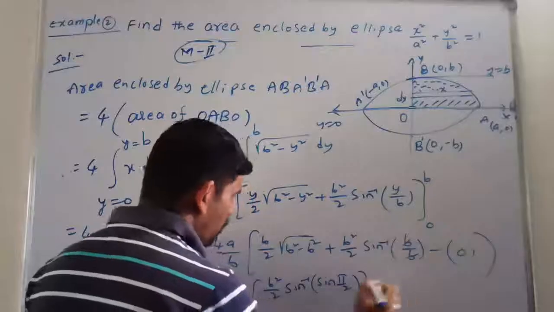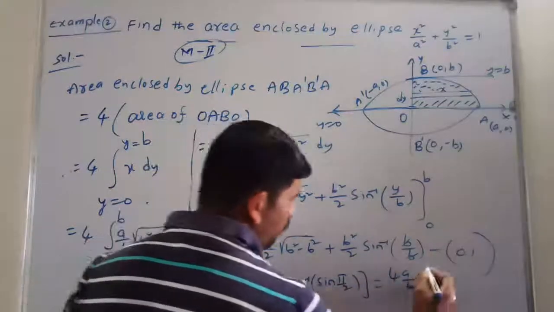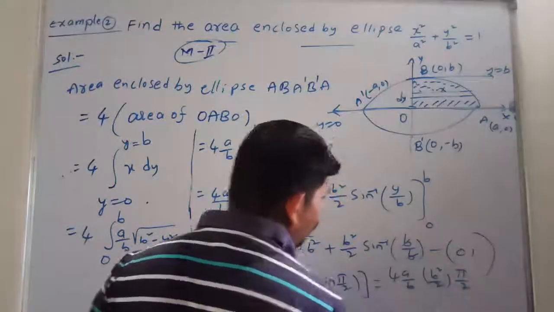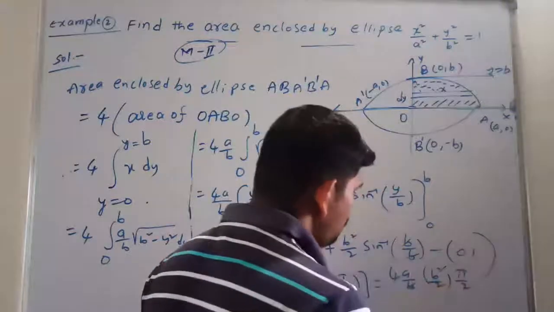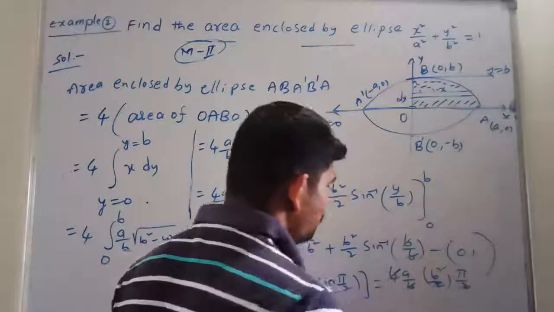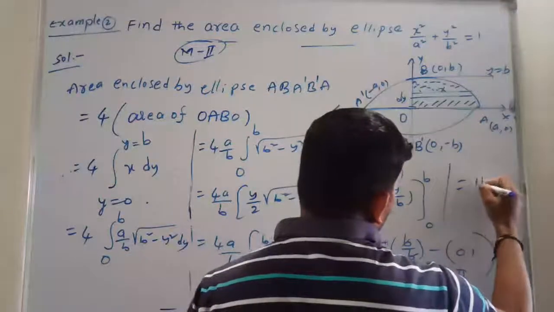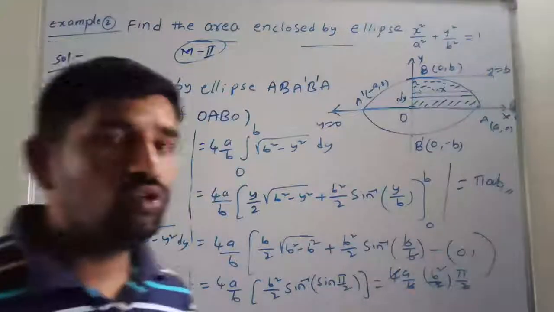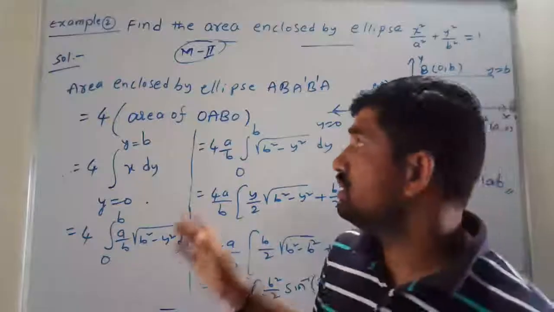Yes, next final result is 4 into a by b. So we will get from this b square by 2 into pi by 2. Where b once gets cancelled, again 4 also gets cancelled. So we got the result, last step, that is pi into ab. Yes, we got the final result, pi into ab. So students, very important. Yes, so this is example 2.